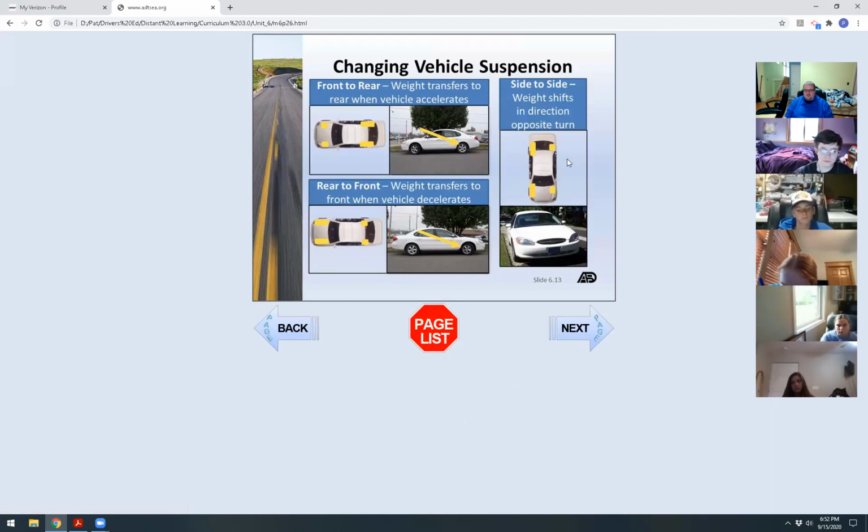And then same thing, if you take a curve really fast, the outside of the curve is going to compress down.